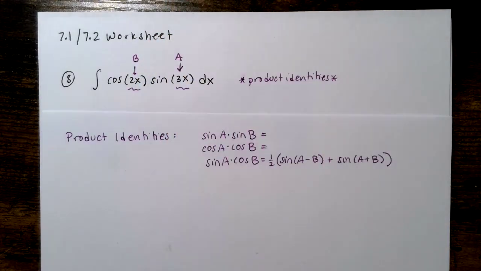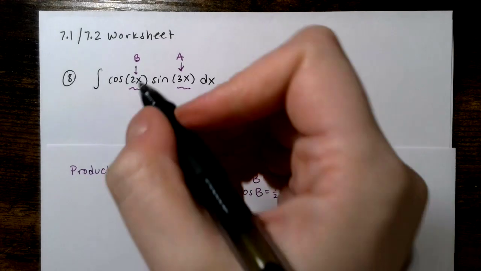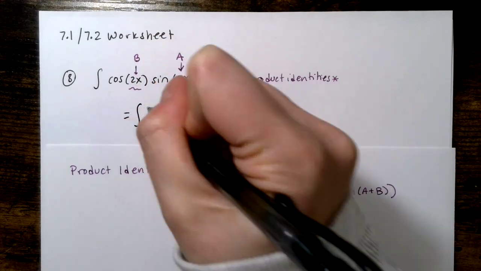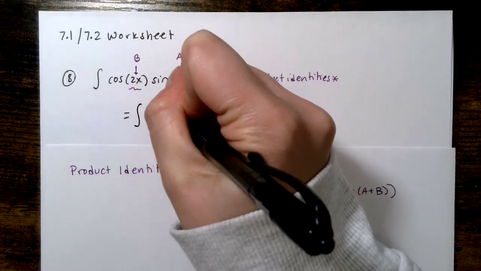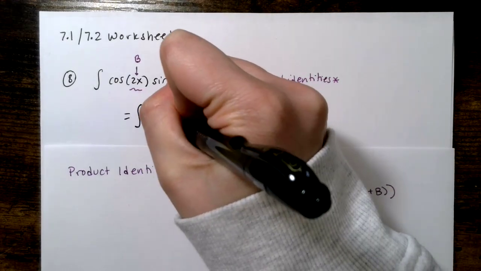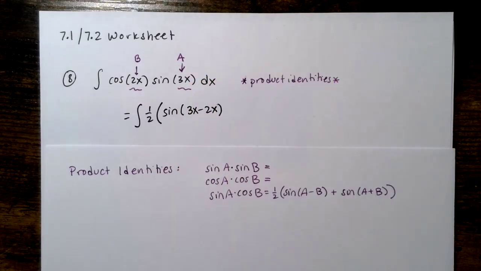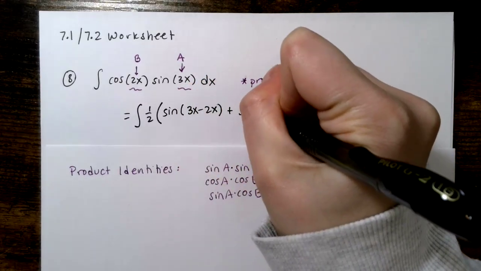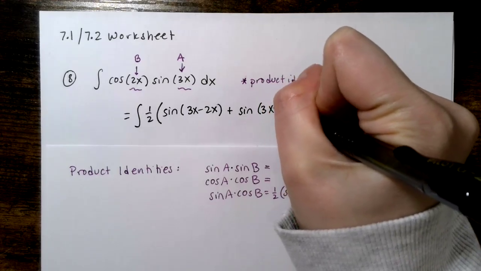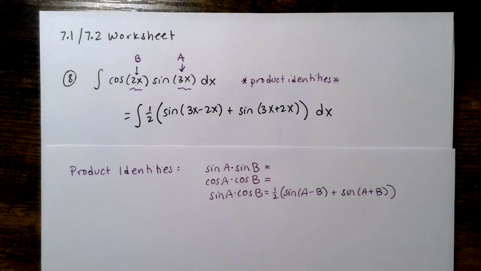All right, so I'm going to use this formula now, very carefully. Keep that on the screen for now. So this will be the integral of 1/2 parentheses, sine of A minus B. So this will be sine of 3x minus 2x, and then plus sine of A plus B, which is 3x plus 2x. So now I'm done with my identity.